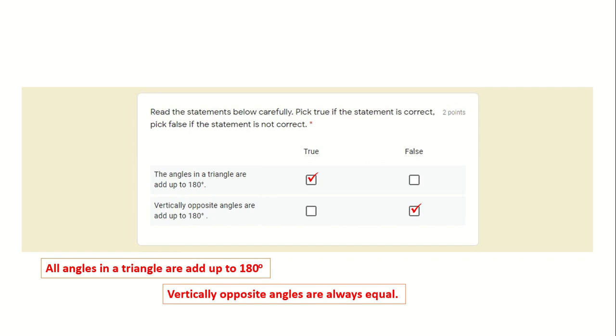I hope this review can help you better prepare yourself for the math test next week.